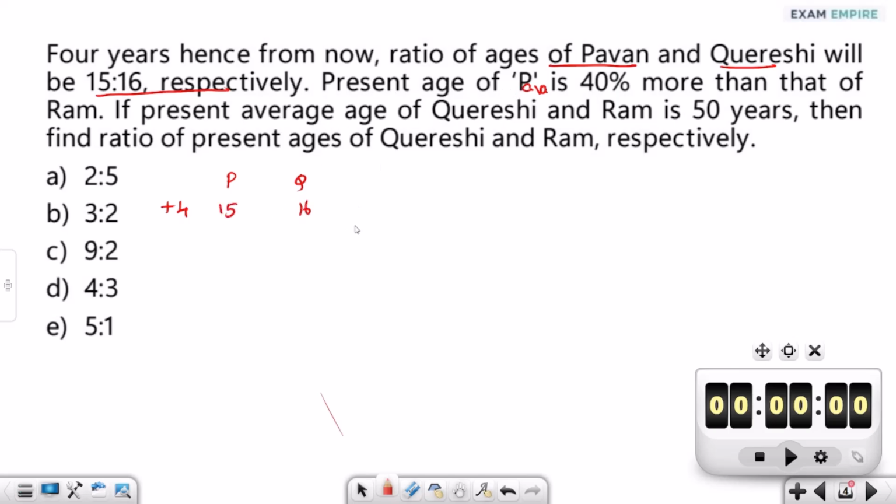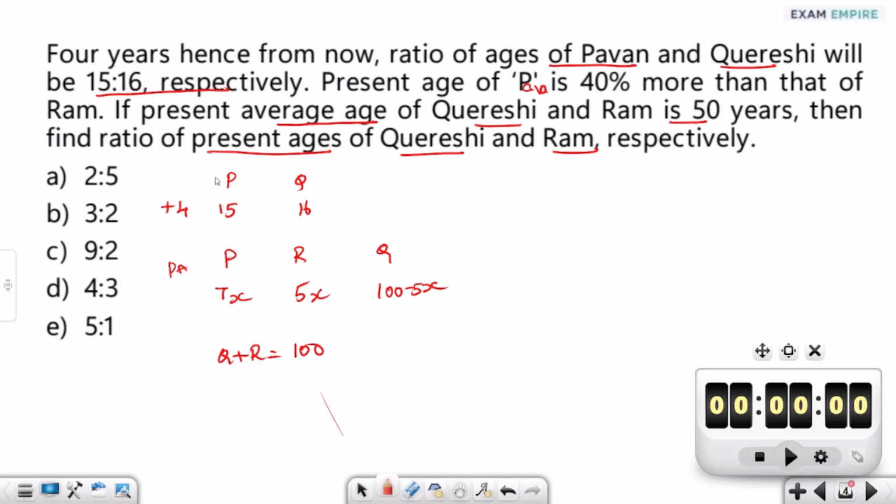So the present age of Pavan is 40% more than that of Ram. So the ages of Pavan and Ram will be 7 and 5. Next, if the present average age of Qureshi and Ram is 50, so the average age is 50, then the sum will be 100. Then find the ratio of the present ages of Qureshi and Ram. So the ages of Pavan and Ram, let me consider 7x and 5x. So what about Qureshi? So Qureshi will be 100 minus 5x, right? Okay, done.